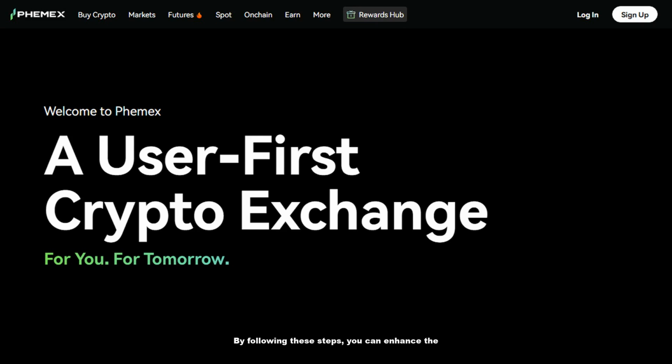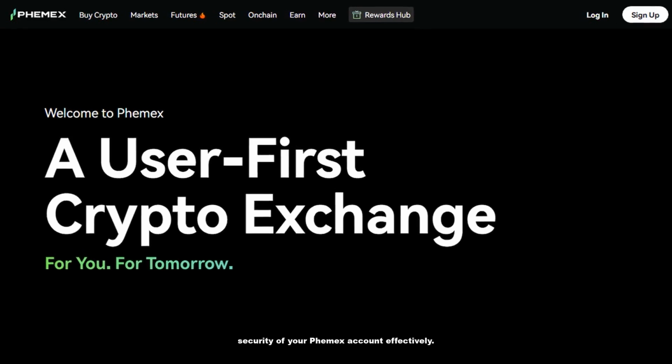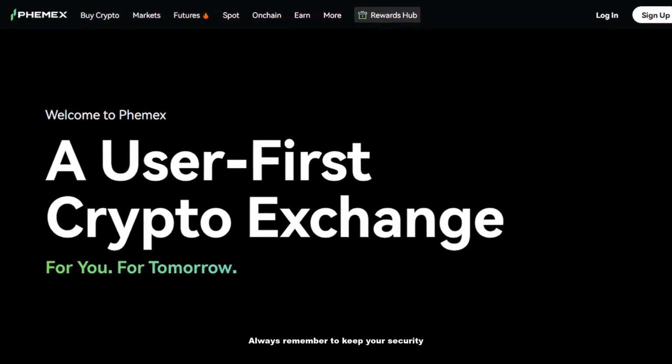By following these steps, you can enhance the security of your Phemex account effectively. Always remember to keep your security settings updated regularly.